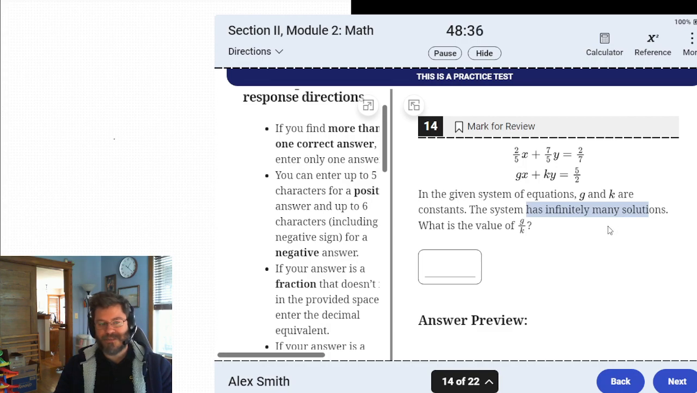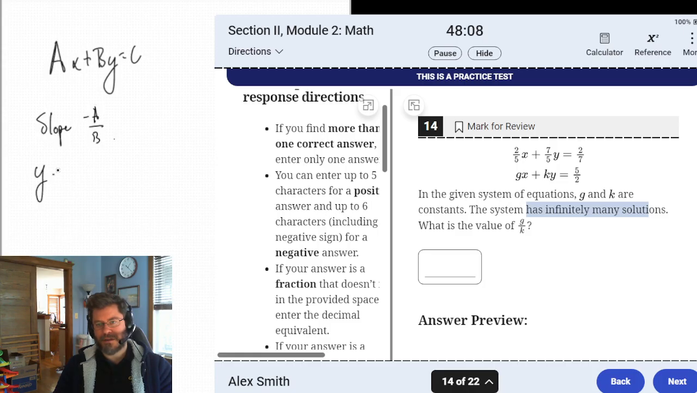The system has infinitely many solutions. What does that mean? For a pair of linear functions to have infinite solutions. Infinite solutions means they're the same line. Their slopes and their y-intercepts are the same. So in the standard form, ax plus by equals c, the slope is negative a over b. The y-intercept is c over b.